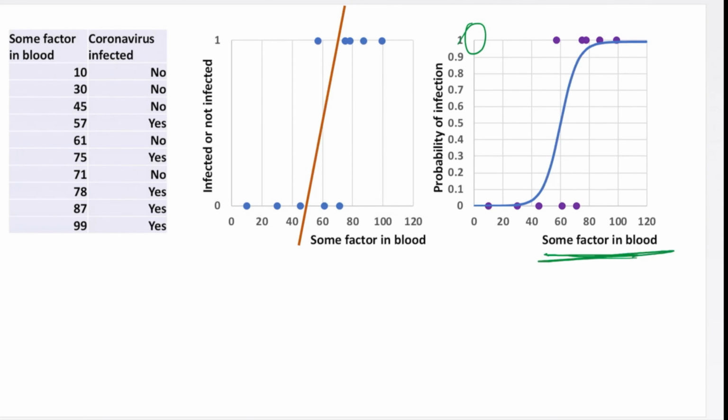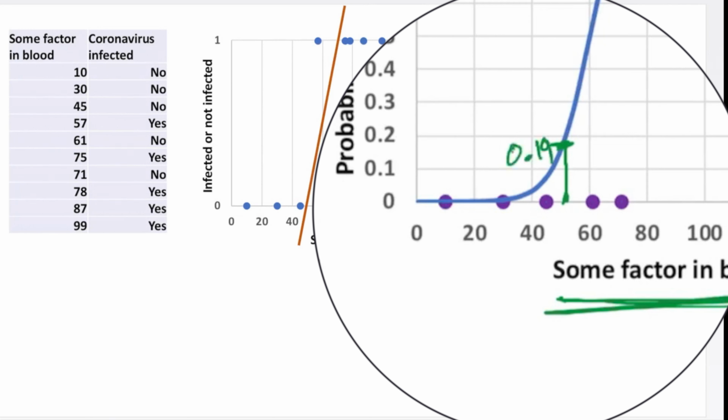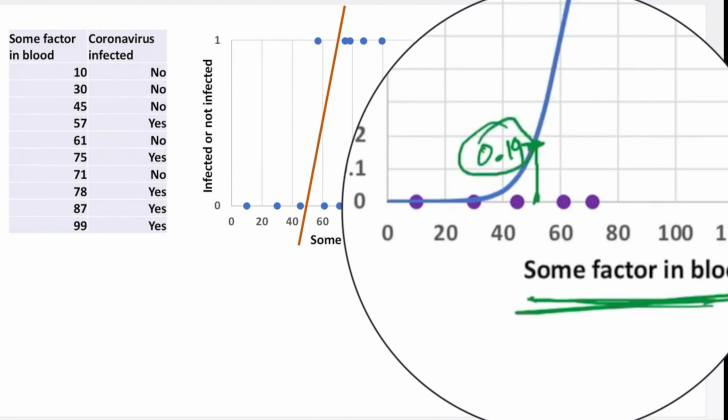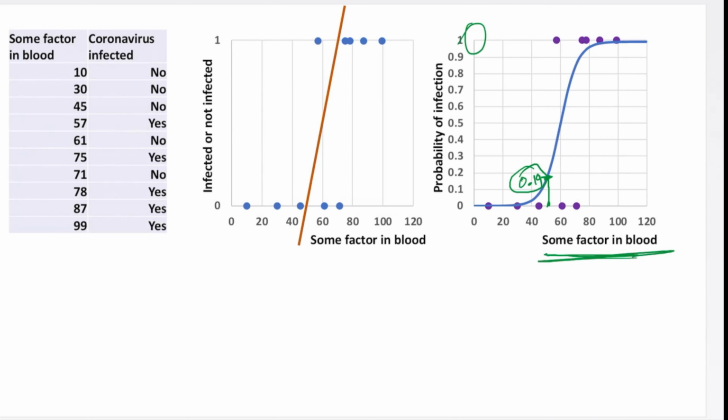If a patient has 50 units of some blood factor, then basically from 50 we will draw a line and we'll see where it hits the probability line. The probability line is very close to 0.19. Now we can say that the patient who has a factor unit of 50 in the blood sample has a probability of 0.19 to be considered as coronavirus infected. That means the probability is too low, so the patient is probably not a coronavirus infected patient.